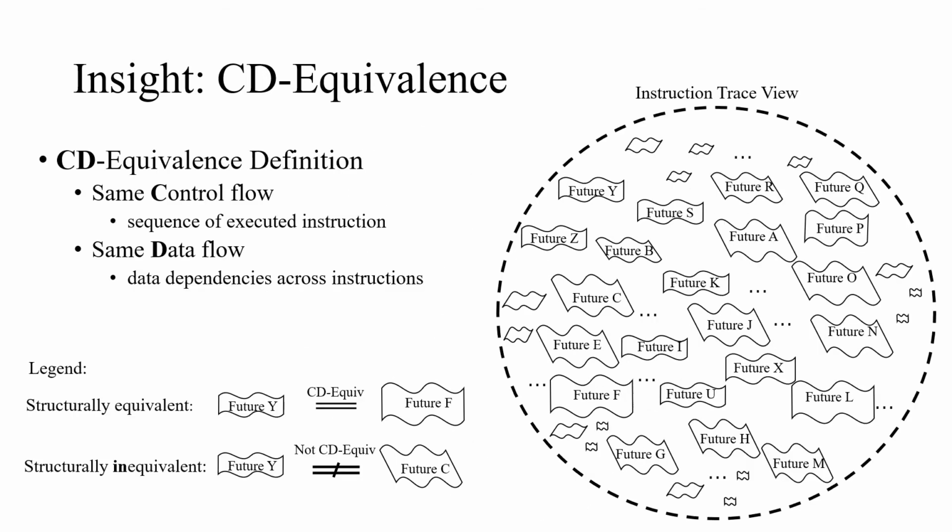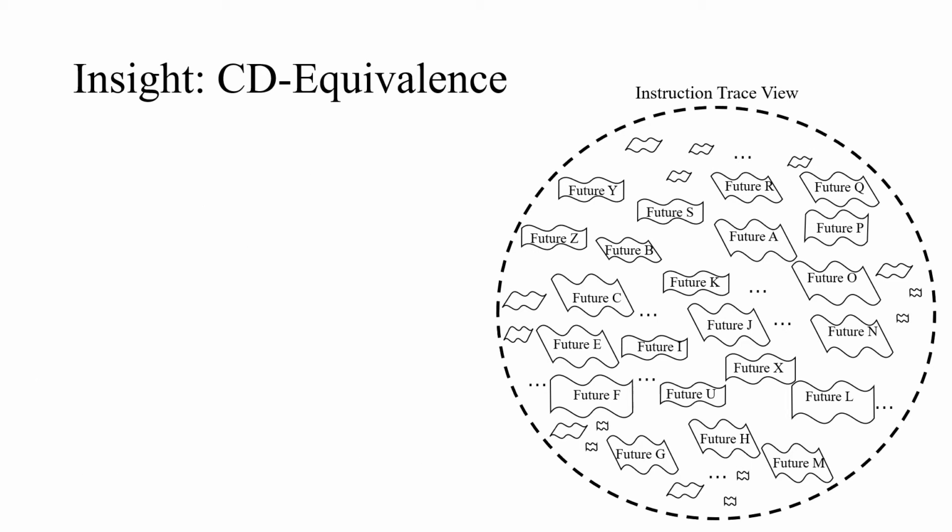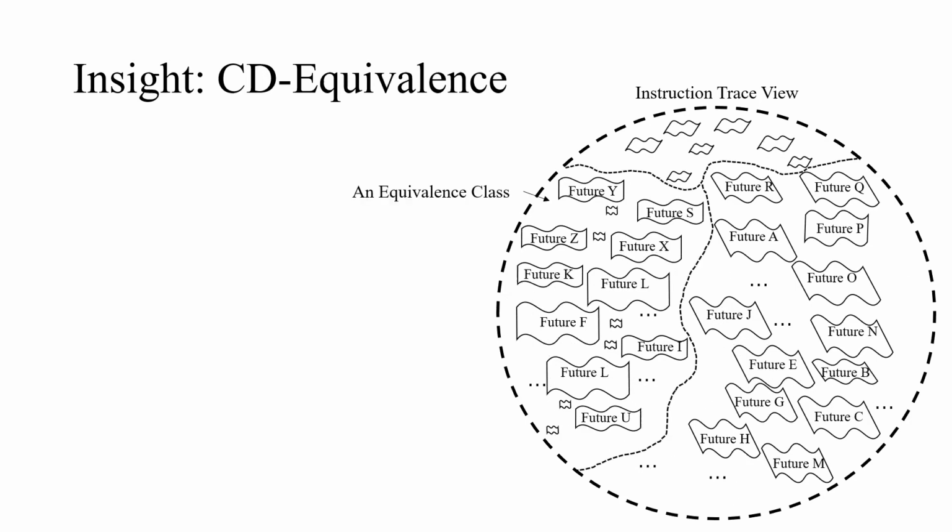The structural equivalence we propose is named CD-Equivalence. Two executions are CD-equivalent if and only if their traces have identical control flow and data flow. It means that the two execute exactly the same sequence of instructions, and the cross-instruction data dependencies are also exactly the same. The notion of CD-equivalence is an equivalence relation, which partitions all the possible future executions into equivalence classes. By definition, all the executions in a class follow the same CD-equivalent instruction trace.